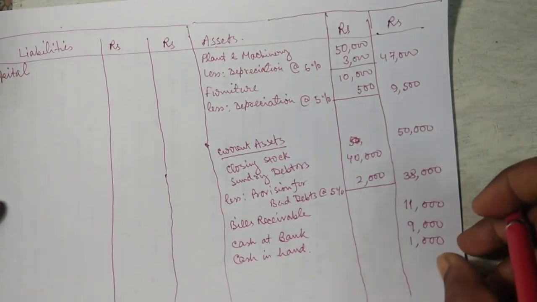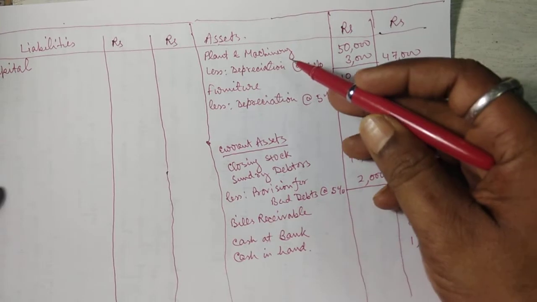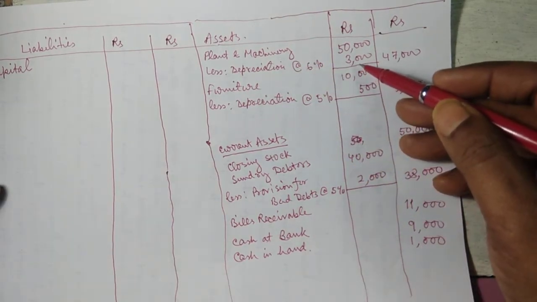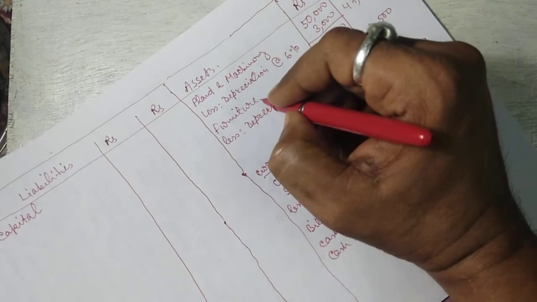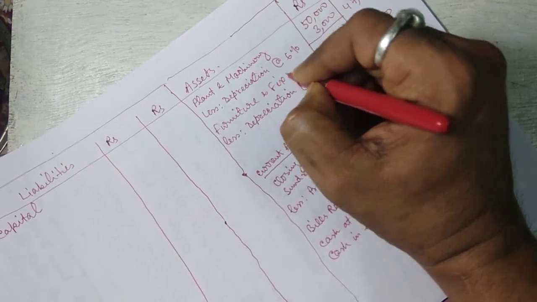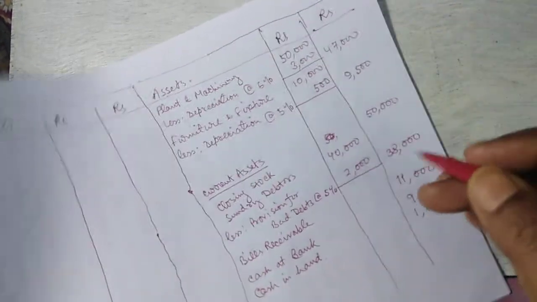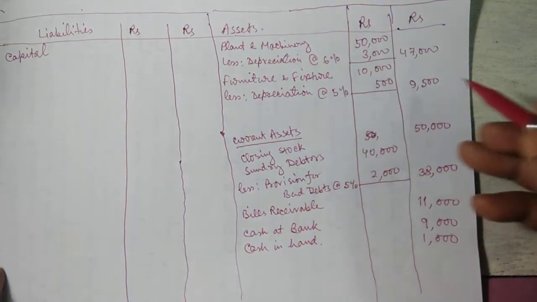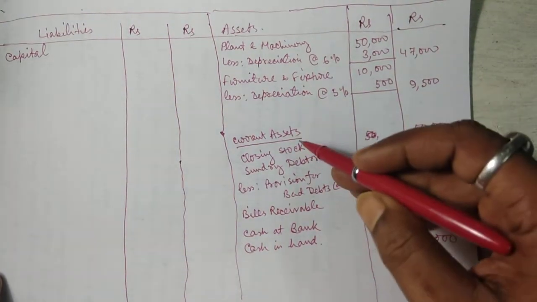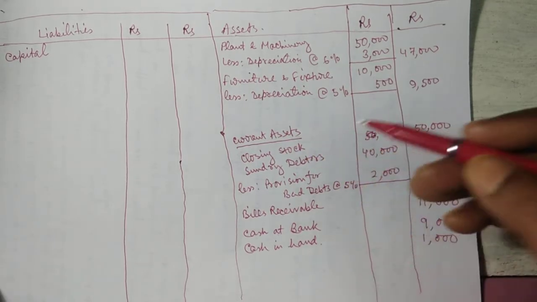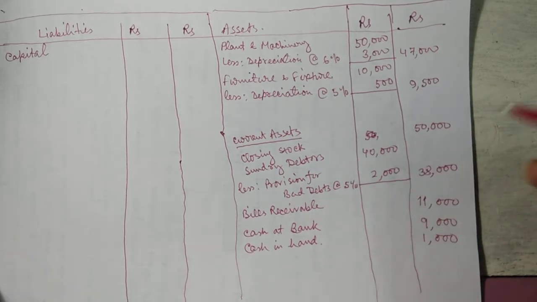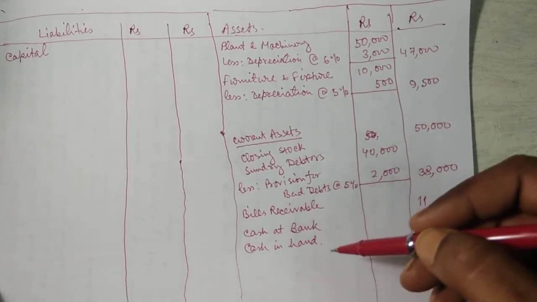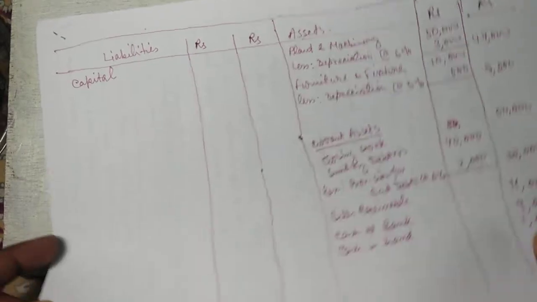Now see, this is the total asset side. Plant and machinery, less depreciation; furniture and fixture, you may write here furniture and fixture, this is the accounting head. Less depreciation 5%, 500, that is 9,500. Current assets: closing stock, sundry debtors. We have to create a provision for bad debts at the rate of 5%, that is 2,000. So the net balance of sundry debtors would be 38,000. Bills receivable, cash at bank, cash in hand. Clear? Now, the liability side.